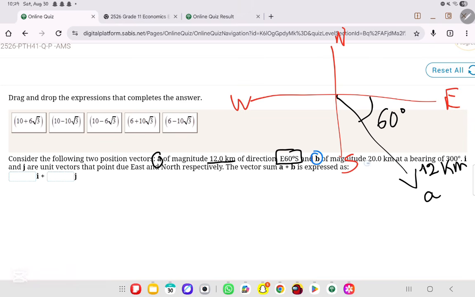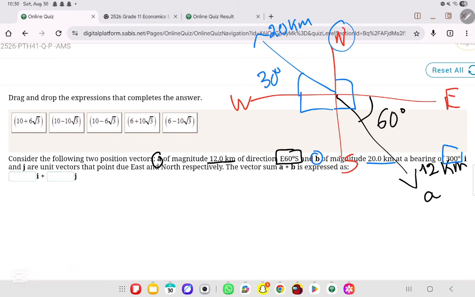B has a magnitude of 20 kilometers and a bearing of 300 degrees. So first of all, let us do the bearing of 300 degrees. Bearing, remember, it always starts from the north. So 300 degrees, this is 90 and 90, 180 plus another 90. That is 270. So 300 minus 270 leaves me with 30, right? So over here, I have the angle to be 30 because this is 90 and 90 and 90. And the magnitude is 20 kilometers.